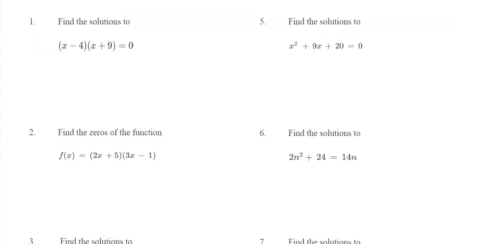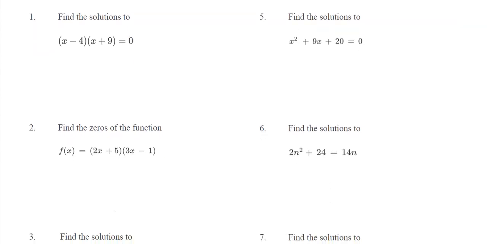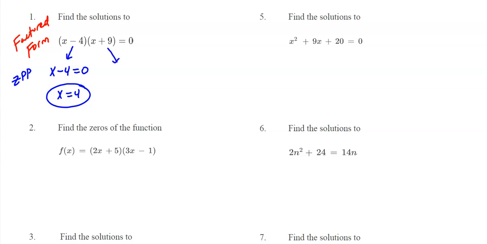So number one says find the solutions to, well, the nice thing about number one is that it is already in factored form. So notice the two parentheses here. So this is called factored form. And all I got to do is use zero product property, ZPP. If two things multiply together to make zero, when is the first one 0? X equals 4. And when is the second one 0? X equals -9. So I got my two zeros, my two solutions, my two roots, whatever you want to call them, and I am done.